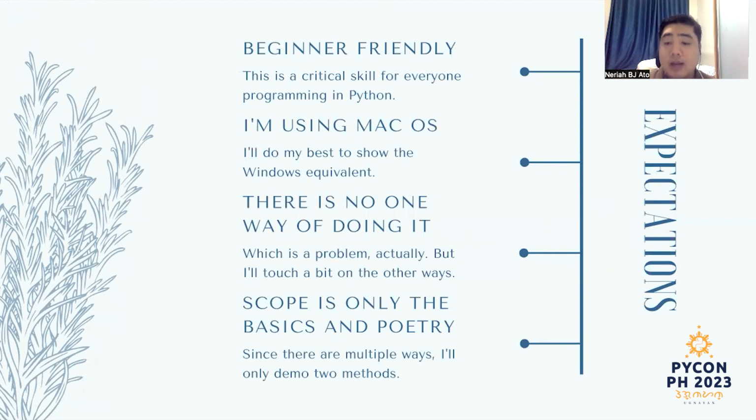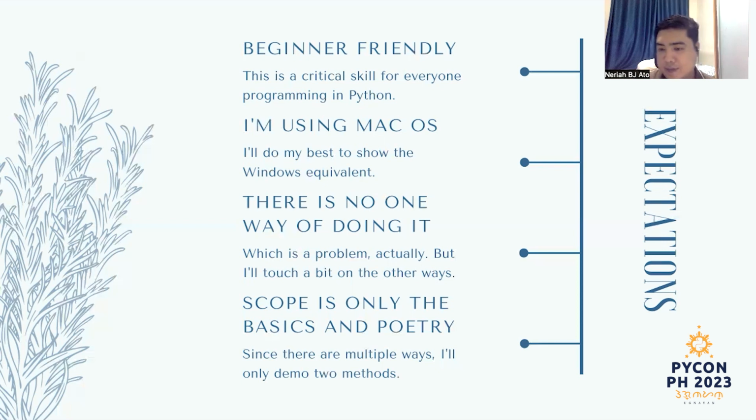Two, I'm gonna have some demos here, but my machine is only on Mac. So that's the only one I have. I don't have Windows. I'll do my best to show the equivalent Windows commands for the demos that I have. Third is I am reducing the scope to just Poetry and the basics, which is actually virtualenv and pip. Because the problem is there is no one way of managing dependencies in Python. So there are also other ways that I can touch upon, but I will not demonstrate.